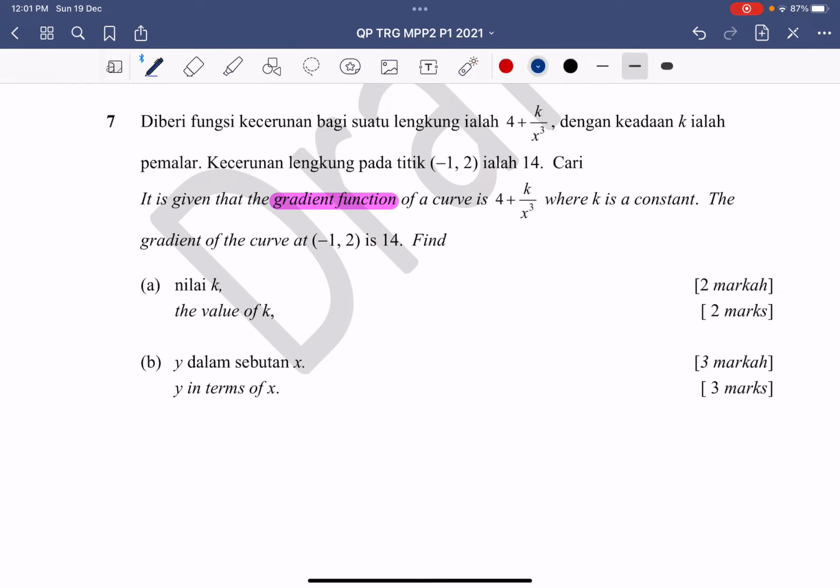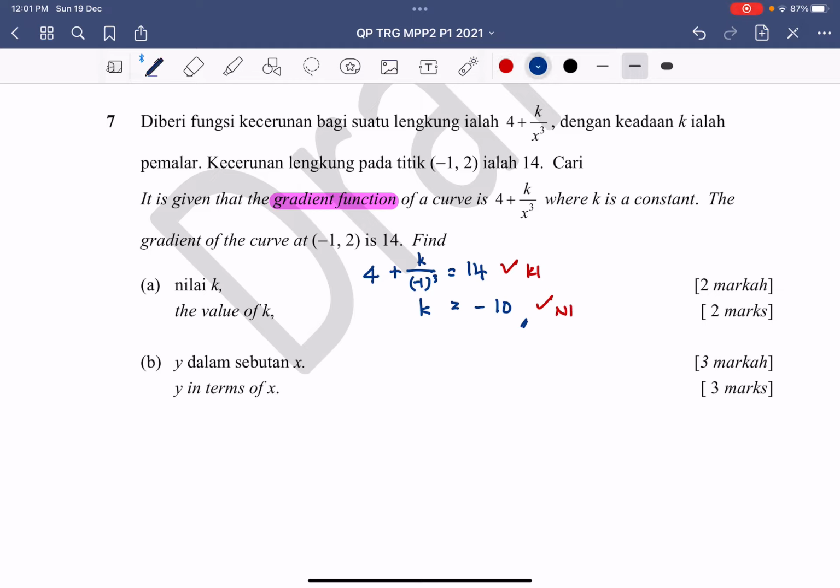So we use this concept when x equals to -1. When x equals to -1, I sub -1, I should get 14. My gradient function should equal 14 when my x equals to -1. So my k will be -10. So just 2 marks. 1 mark for substituting -1 into the gradient function, and 1 mark for getting the final answer.